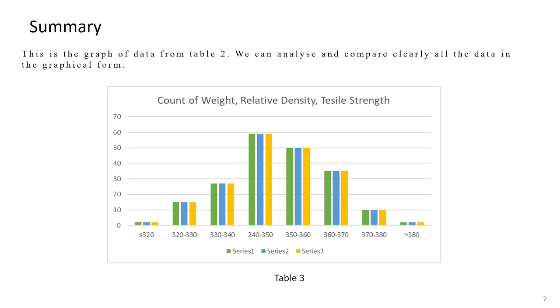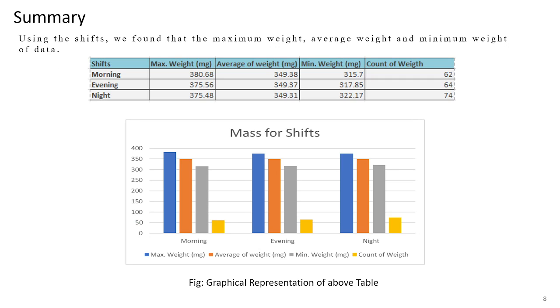This is the graphical representation of the previous table. We can analyze and compare clearly all the data in the graphical form. This is the representation of maximum weight, average weight and minimum weight, and down there you can see the graphical representation of the above table.